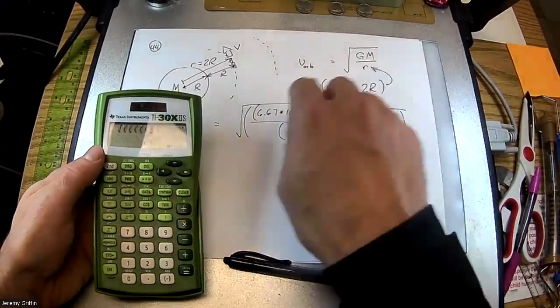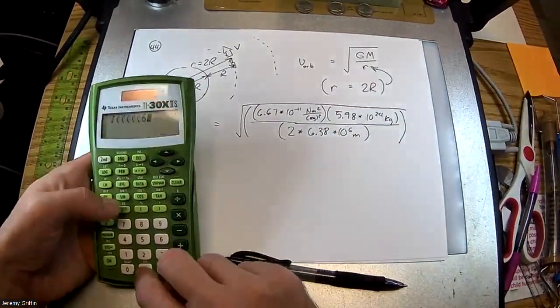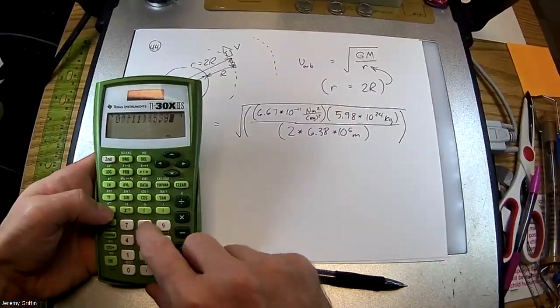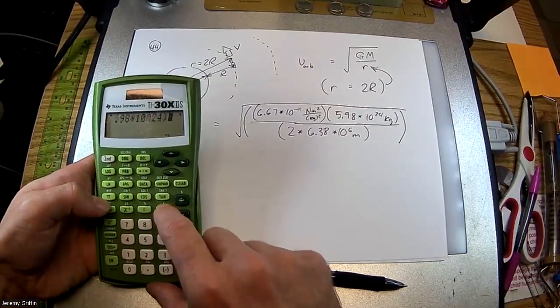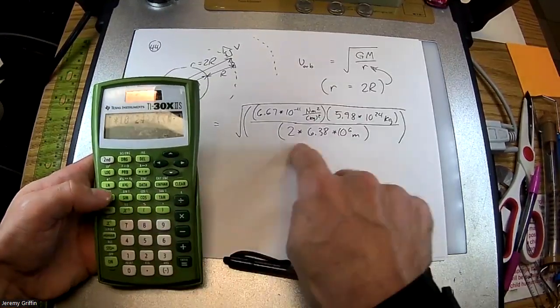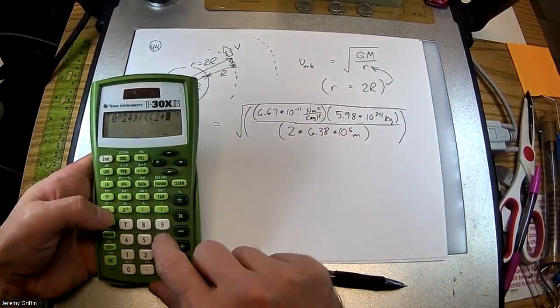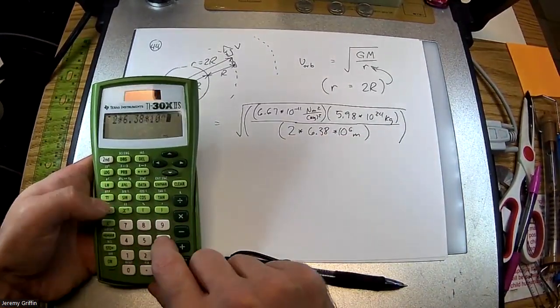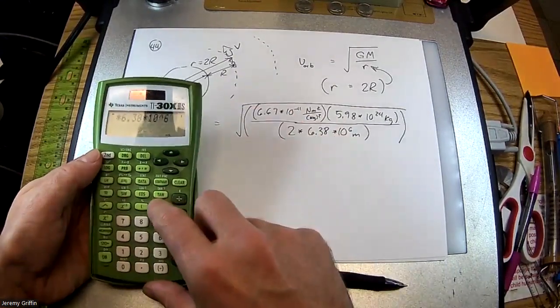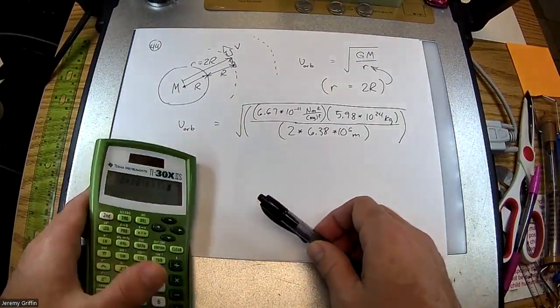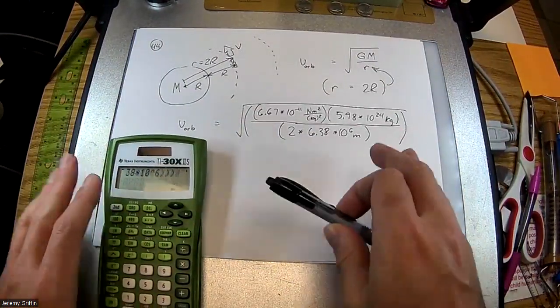Open up an excess of parentheses just to make sure everything's grouped in there. 6.67 times 10 to the negative 11, 5.98 times 10 to the 24, and then divide by, and I got a bunch of stuff down here in the denominator. I want to make sure it's all grouped in the denominator. 2 times 6.38 times 10 to the 6th. Now this model of calculator will close all my excess parentheses for me. Not all calculators do that. So I'll give you guys time before I hit enter.